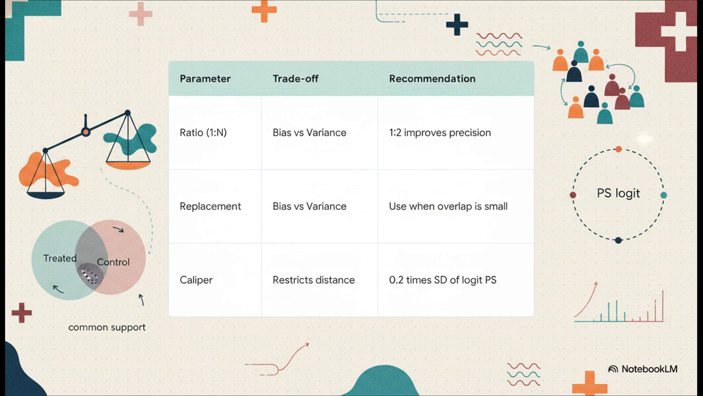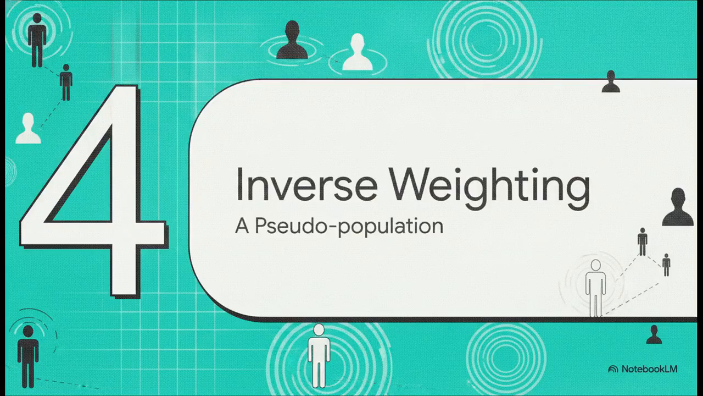Then there is matching with or without replacement. Matching with replacement allows a highly suitable control patient to be matched to multiple treated patients. This decreases bias when your common support is very narrow, but it inflates variance. Finally, the caliper limit. This is absolutely essential. You must impose a caliper to restrict the maximum allowable distance between matched subjects to avoid poor matches. The rigorous standard established in the statistical literature is to set your caliper at exactly 0.2 times the standard deviation of the logit of the propensity score. Memorize that number.